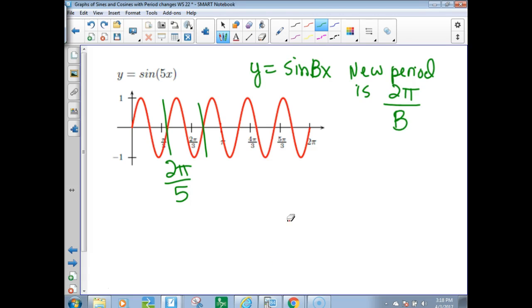So it squishes the graph. That multiplier being in the parentheses here, you got to know this, changes the period of the graph. It makes it happen either faster or slower. If these were fractions, it would stretch the graph horizontally. So this is a horizontal shrink or expansion.